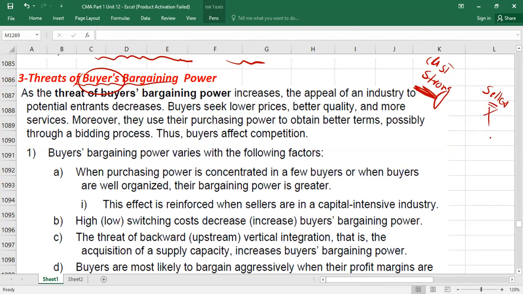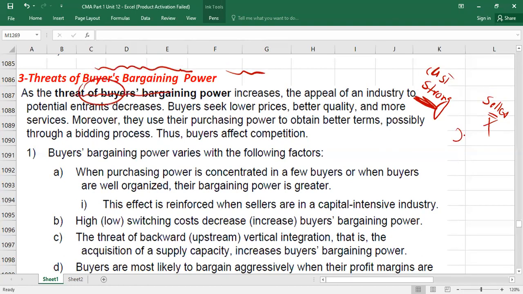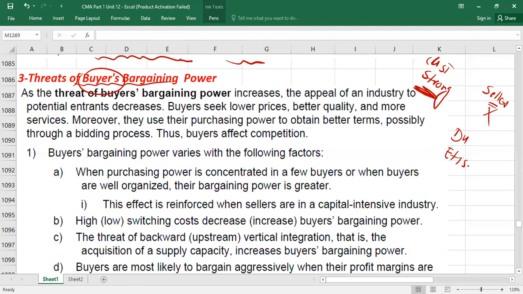For example, in the UAE, there are two main cellular companies, Du and Etisalat, right? For the sake of simplicity, just assume we have two companies. Right or wrong, here the seller has high bargaining power. The customer does not have too many choices. Customers either have to buy cellular services from Du or from Etisalat.